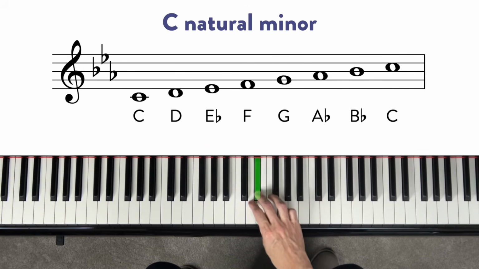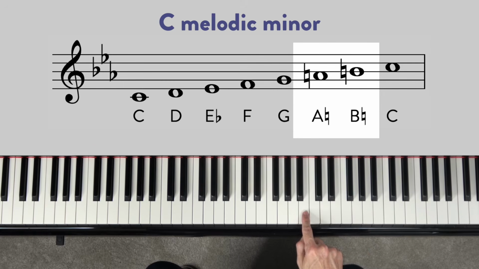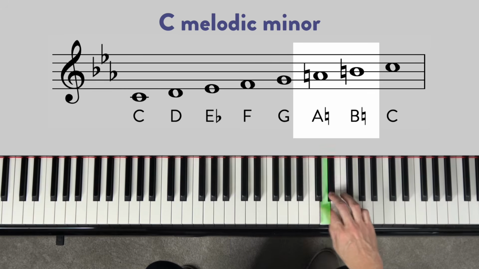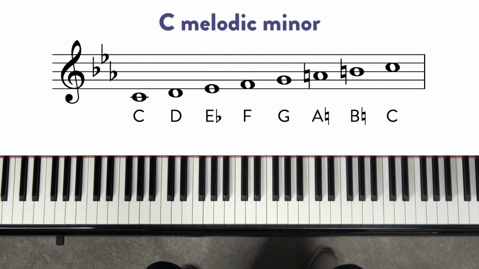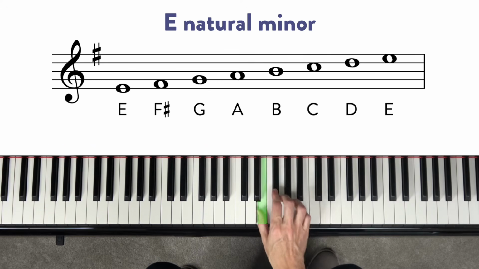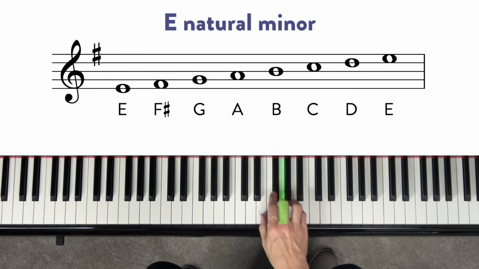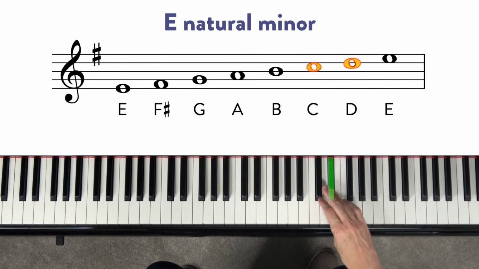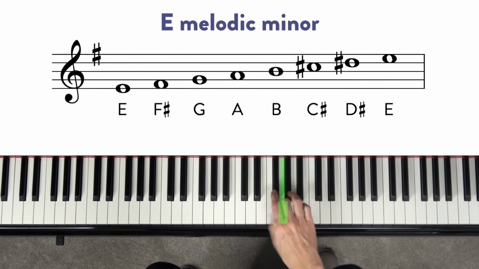So now in C melodic minor, we get an A natural and a B natural because both of those were flat before. So this would be C melodic minor. You can use the same fingering as before. Same with E minor. This is our E natural minor. So find the 6th and 7th notes. Those have to become sharp. So here's E melodic minor.